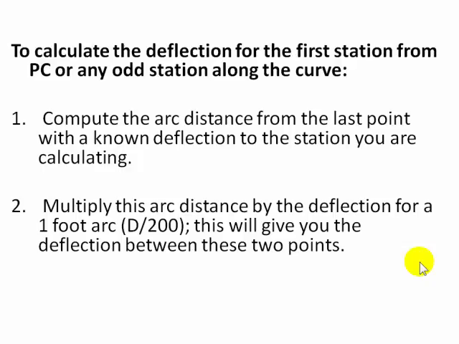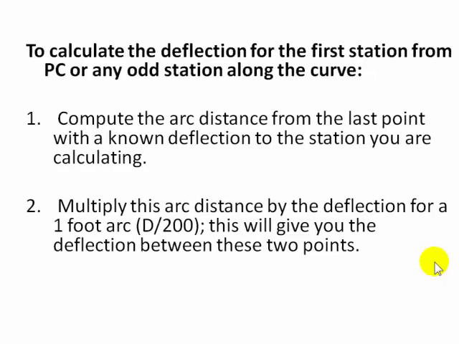So if we need to calculate the deflection for that first station from the PC or any other odd station along the curve, first we'll compute that arc distance from the last point with the known deflection to the station you're calculating. Then we'll multiply this arc distance by the deflection we just calculated for that 1 foot arc. This will give you the deflection between those 2 points.